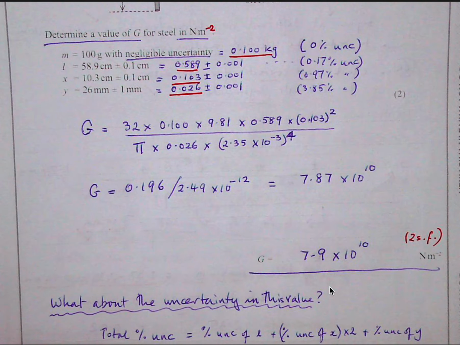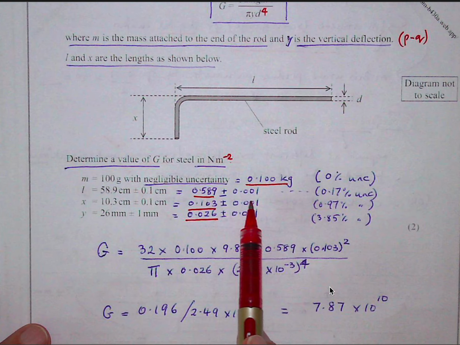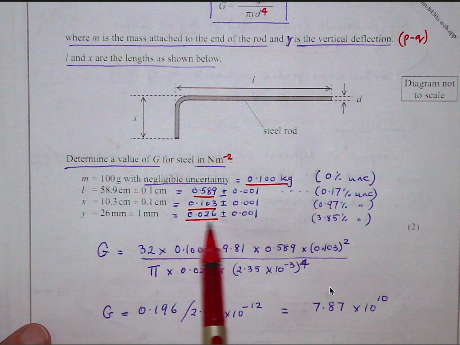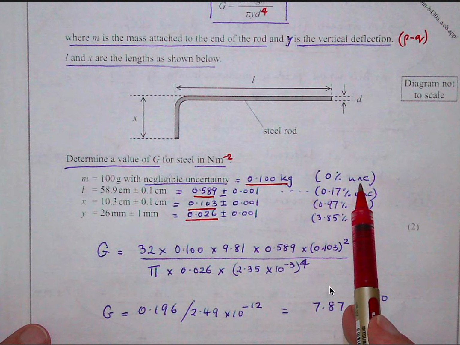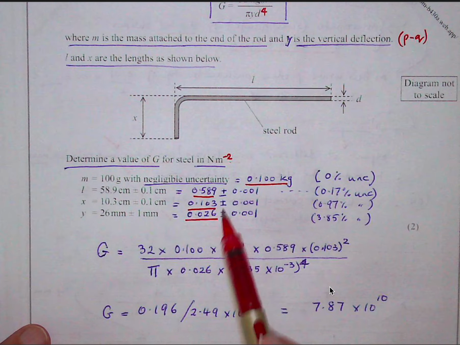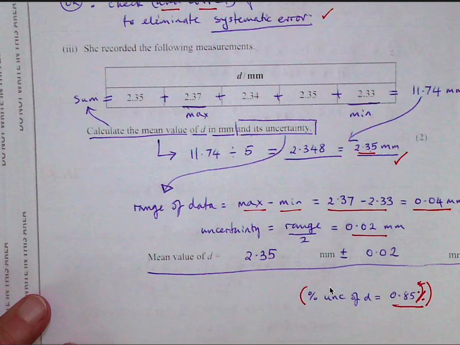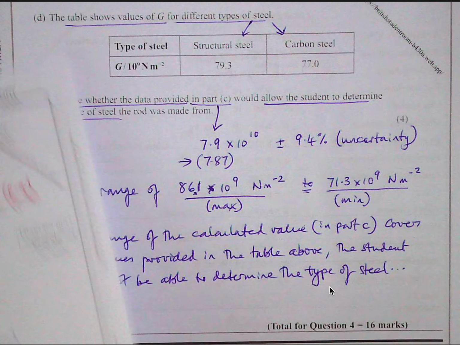So once you do that, if you put all these values in here, the values are given to you with their uncertainty. So I've done it here. This one is 0% because the mass it tells you is negligible. 0.17% is that. 0.97% is that. And 3.85% is the y value, the uncertainty there. The only uncertainty you don't have is the d, which was here, 0.85%. So I'd already calculated all those because I knew it was coming up.